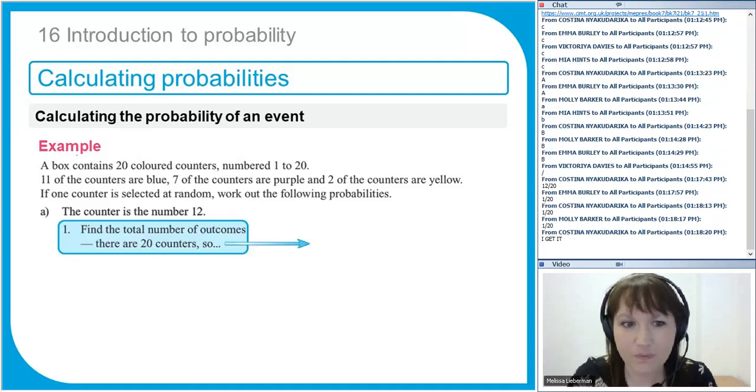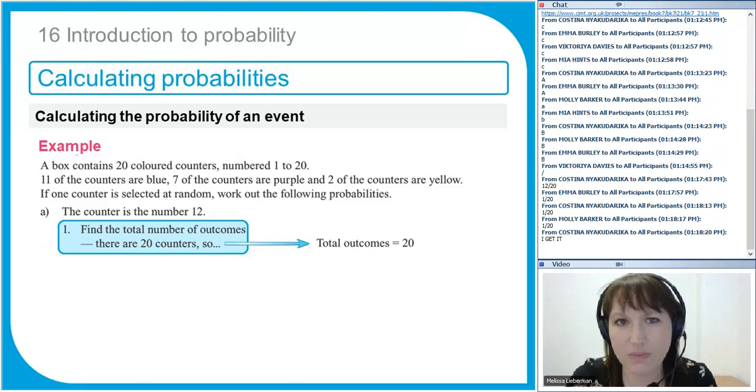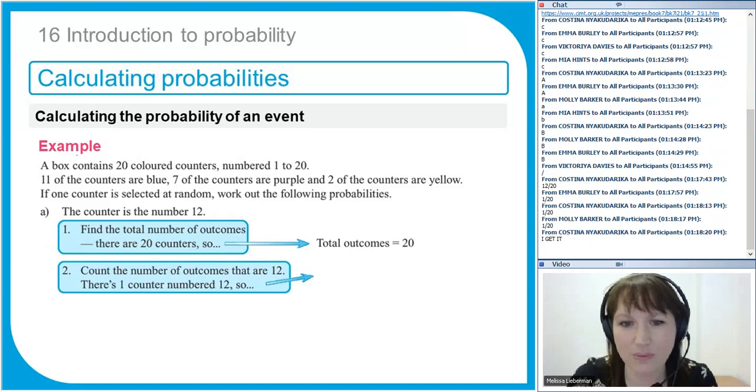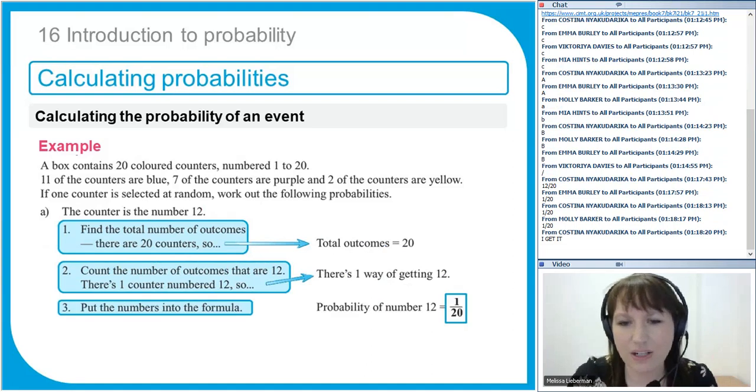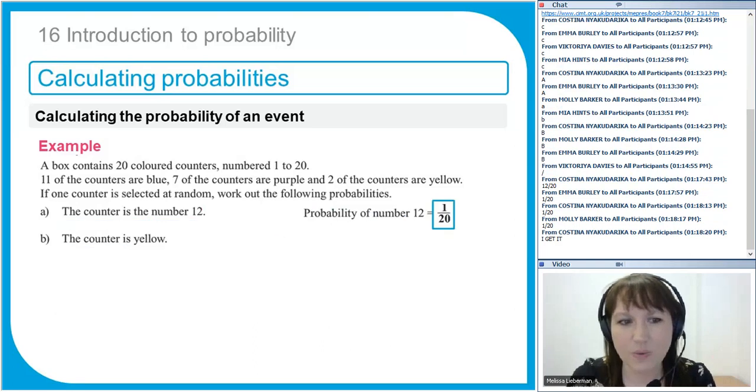Good. So we've got one number 12 out of 20 outcomes altogether. Don't overthink it. Just think, well, 1/20th of all the counters has a number 12 on it. So it's a lot like fractions, so the probability is 1/20th. How about the next one? What's the probability that the counter is yellow?